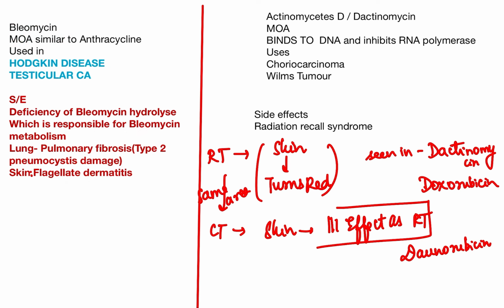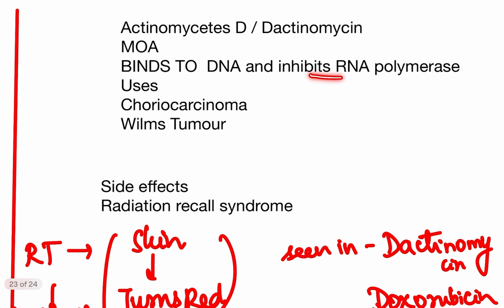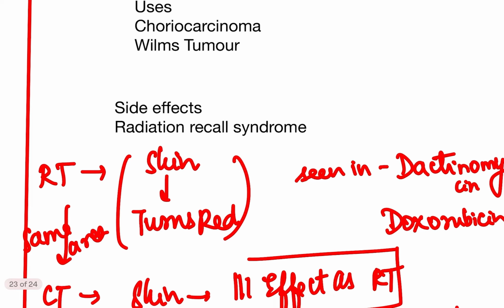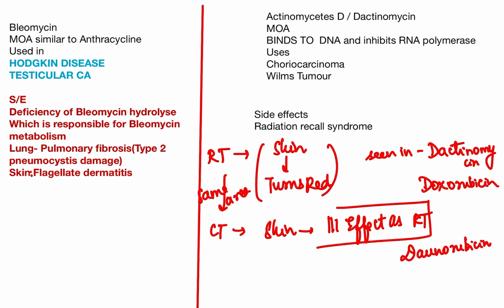The next is actinomycin D, dactinomycin. It binds to DNA, inhibits RNA polymerase, and is used in choriocarcinoma and Wilms tumor. It causes radiation recall syndrome. This radiation recall syndrome is seen with dactinomycin, doxorubicin, and daunorubicin.